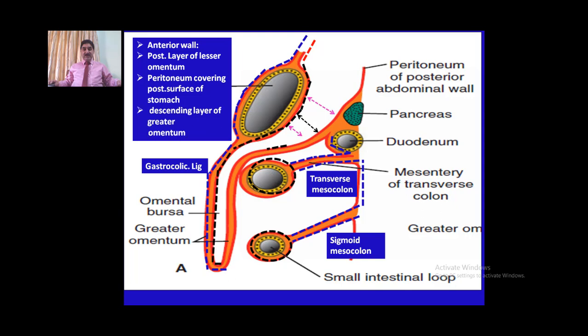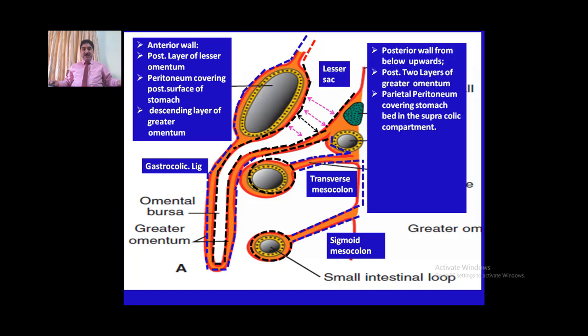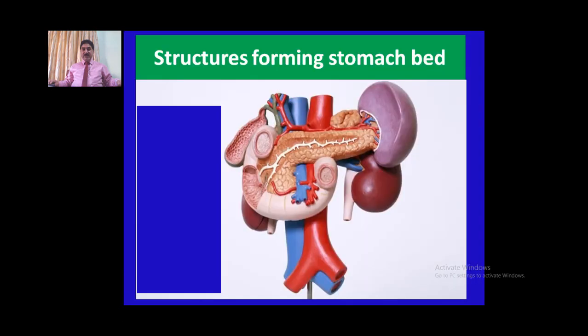So below the greater curvature of the stomach, the black dotted line continues as the second layer of the descending part of greater omentum. The posterior wall from below upwards is formed by the posterior two layers of the greater omentum and also by the peritoneum covering the stomach bed in the supracolic compartment. The space between the second and third layer from the colon to the greater curvature gets obliterated to form the gastrocolic ligament, as shown in this diagram. Now what is stomach bed?